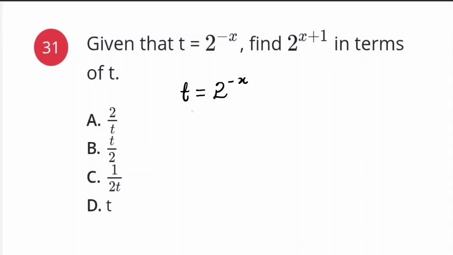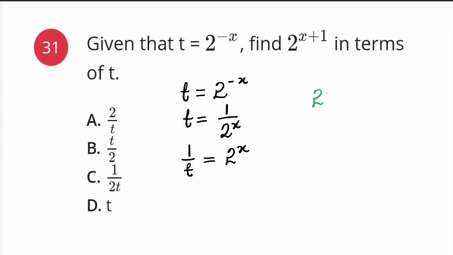Of course, we can manipulate our right hand side as t is equal to 1 over 2 exponential x. We can see that 2 exponential x is already showing here. By making 2 exponential x the subject of formula, we can find the reciprocal of both sides. The reciprocal of t is 1 over t, and the reciprocal of 1 over 2 exponential x is going to be 2 exponential x. So therefore, we have already obtained 2 exponential x.